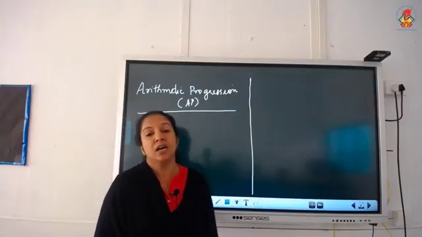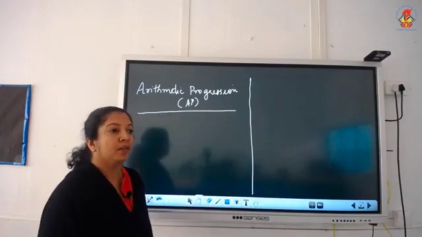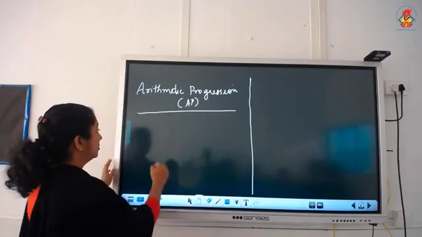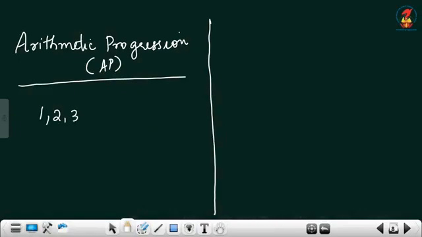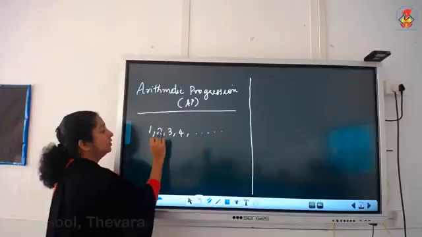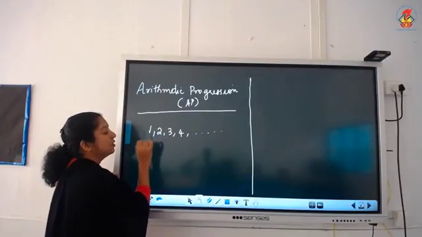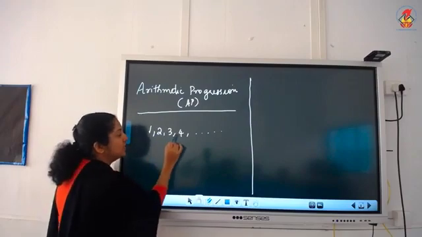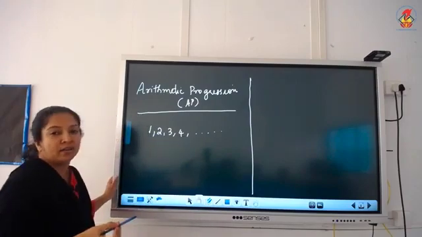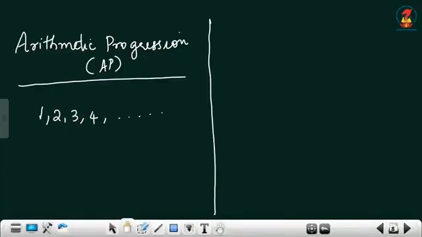Chapter 5 Arithmetic Progression. Consider the natural numbers 1, 2, 3, 4, etc. in which the second number is obtained by adding 1 to the previous number, the third number is obtained by adding 1 to the previous number, like that. That means for each step we are adding 1. This is an example of an arithmetic progression.